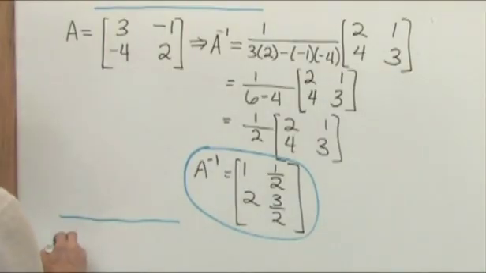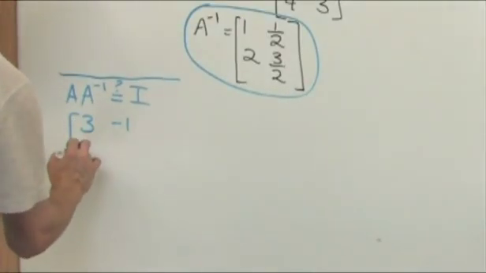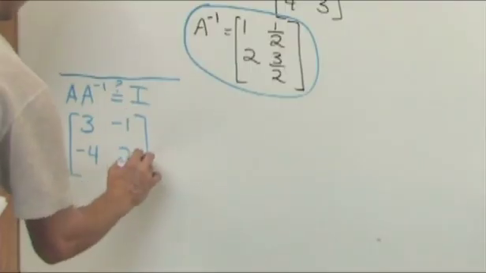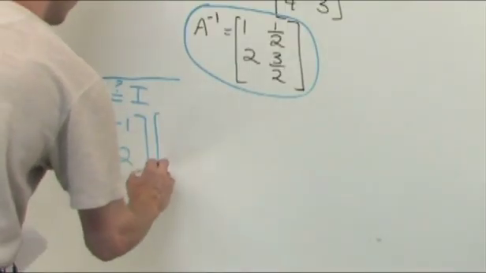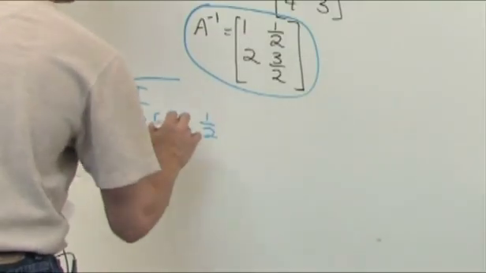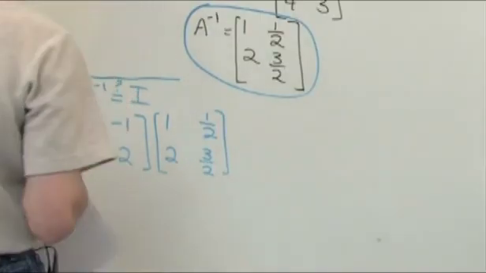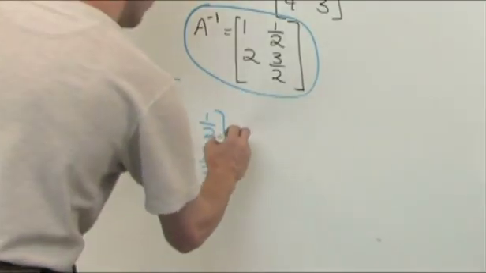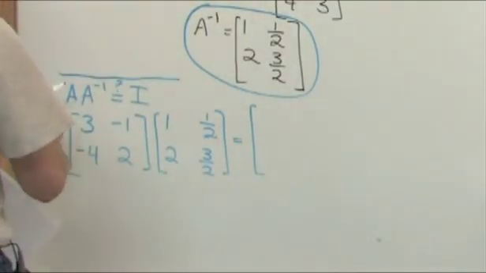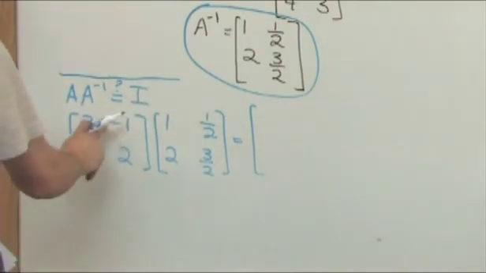Okay, so the question is: is A times its inverse equal to the identity matrix? The original matrix was 3, negative 1, negative 4, and 2, multiplied by its inverse, which is 1, 1/2, 2, and 3/2. Again, you have some fractions to deal with, so you just have to be a little bit careful, but it's okay. We're going to do everything one little step at a time. So we're going to do this matrix multiplication. We're going to go over and down, over and down, over and down, just like we always do. So let's start. Over and down.